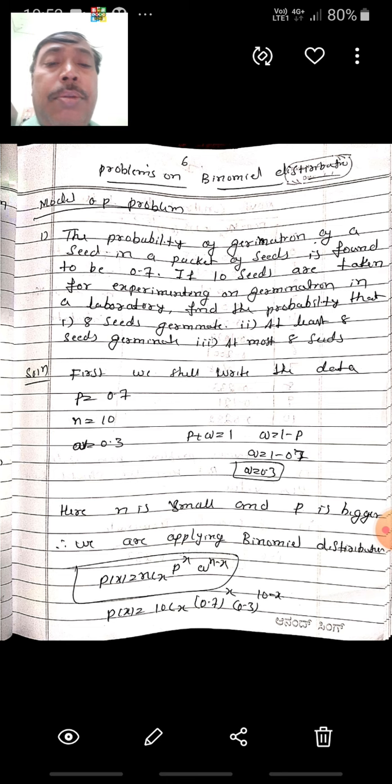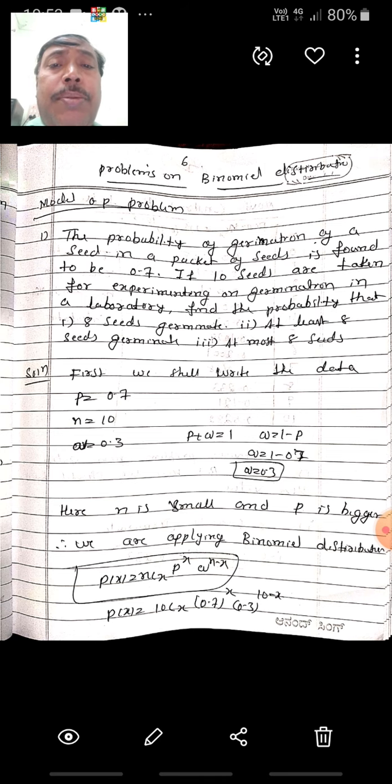Okay, now see the problem. The probability of germination of seeds in a packet of seeds is found to be 0.75. That means 0.75 is the possibility of germination in the packet. If 10 seeds are taken for experimenting on germination in a laboratory, find the probability that 8 seeds germinate, at least 8 seeds germinate, at most 8 seeds germinate.